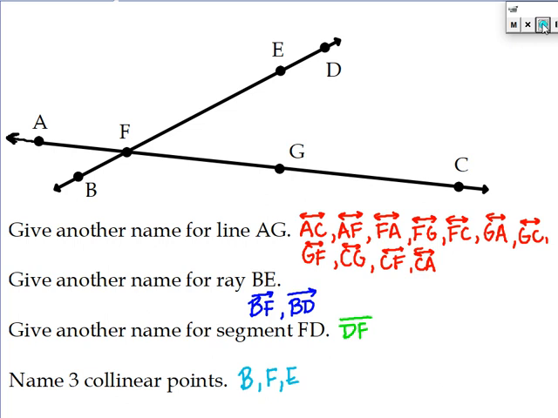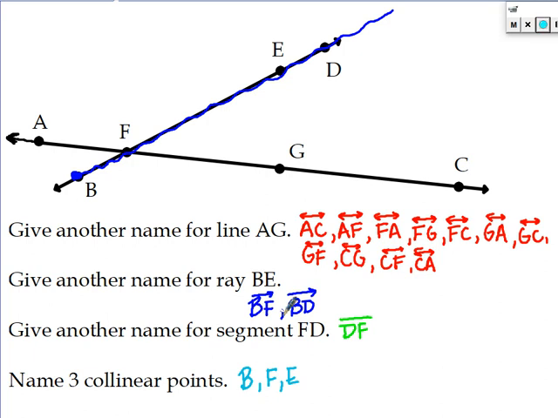Okay? For Ray BE, you only had 2 options. Remember, you start with the endpoint. So B is the endpoint, and it goes in the direction of E. So it's talking about this, and then this way. That's what it's talking about. So as long as you also started at B and went that direction, so BF or BD would both be the same.